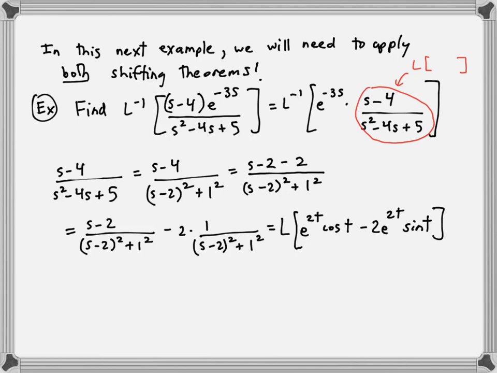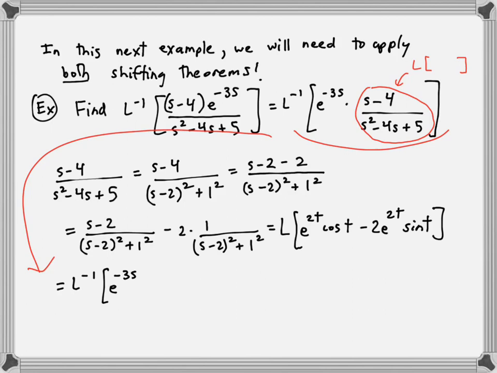Okay, so let's remember what the problem asked us for. This entire thing then is equal to the Laplace inverse of e to the negative 3s times the Laplace of e to the 2t cosine t minus 2 e to the 2t sine t. So what does this mean?